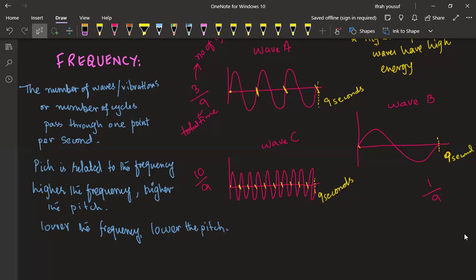So the shrill sound, what do you think, the shrill or grave sound? Do you have any idea about shrill and grave sound? No? Actually, this is the characteristic of the sound waves.